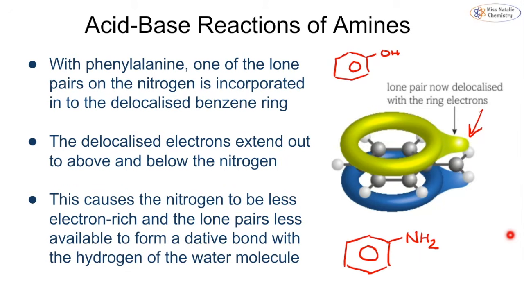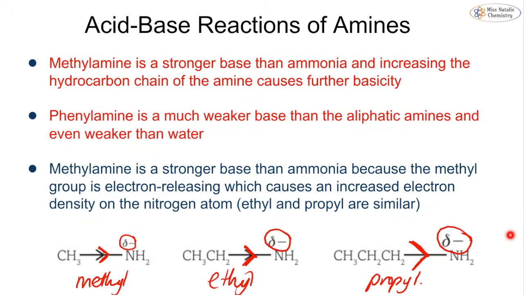This causes the nitrogen to be actually less electron rich because its lone pair that would normally sit here is actually being put into this delocalization at the top and the bottom. So it's being pulled away. So that is less likely to form a dative bond with the hydrogen of the water molecule. In comparison, if we go back to our methyl, ethyl, and propyl, where the lone pairs are actually becoming more and more attractive to being able to have that dative bond with hydrogen. So it is all to do with the position of the electron density.